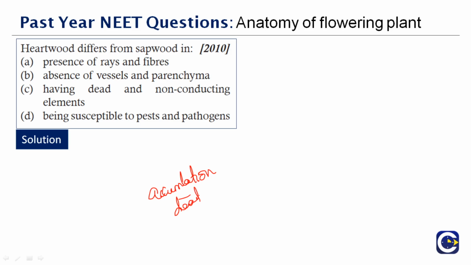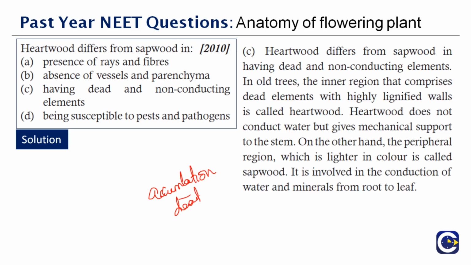Heartwood does not conduct water but gives mechanical support to the stem. On the other hand, the peripheral region, which is lighter in color, is called the sapwood. It is involved in the conduction of water and minerals. So the sapwood is involved in conduction of water and minerals. But heartwood doesn't do any such function, though it gives mechanical support to the stem of the plant. While sapwood is the fresh part of the stem where it conducts water and minerals, apart from that it also gives support to the plant. Therefore, the correct answer to this question is option C.